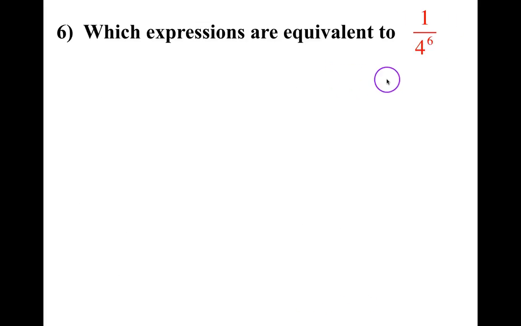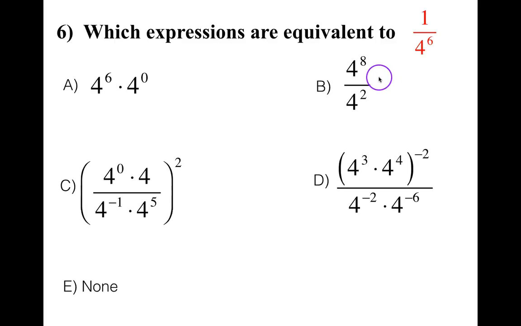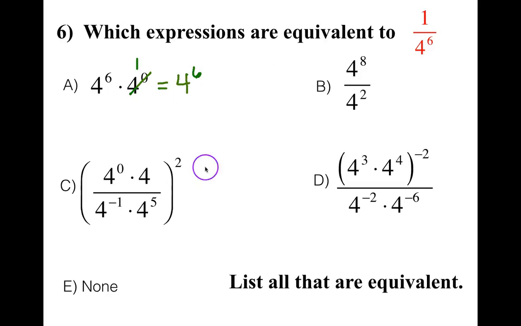Which expressions are equivalent to 1/4 to the 6th? So here are our options. 4 to the 6th is just 4 to the 6th times 4 to the 0, which I can call 1, would just give you 4 to the 6. So even though it looks very similar to 1 over 4 to the 6, these are not equivalent. Okay, so I'm not going to pick A.